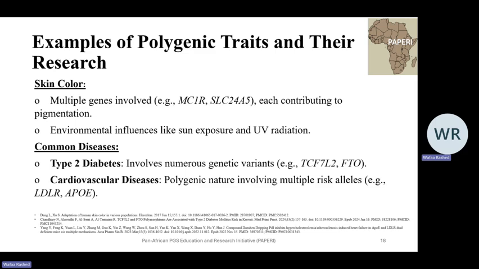Common diseases like type 2 diabetes involve numerous genetic variants, TCF7L2, FTO. For cardiovascular diseases, the polygenic nature involves multiple risk alleles, with genes such as LDLR and APOE, very common.